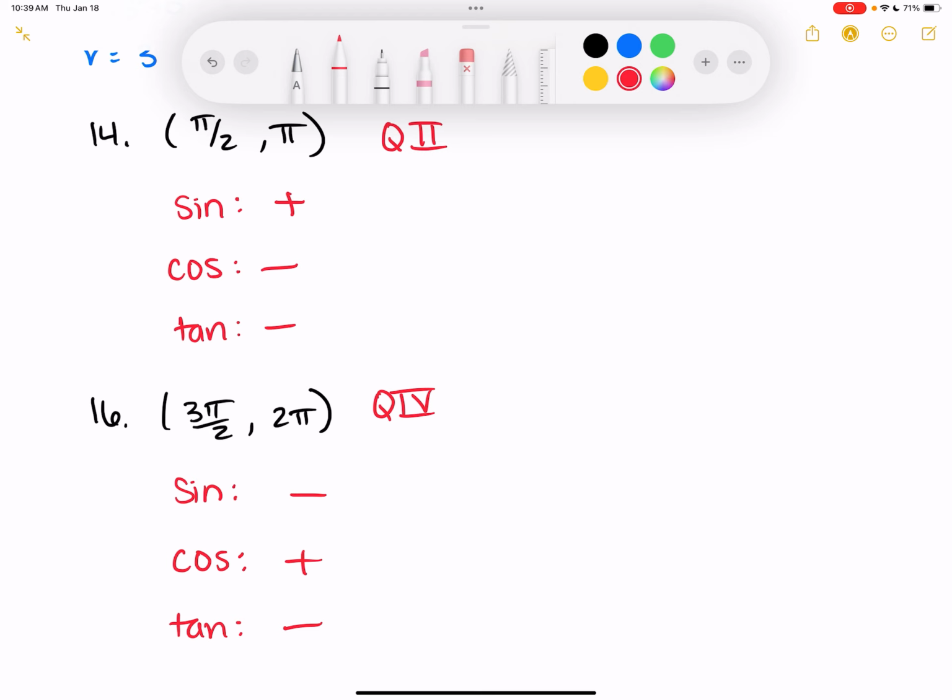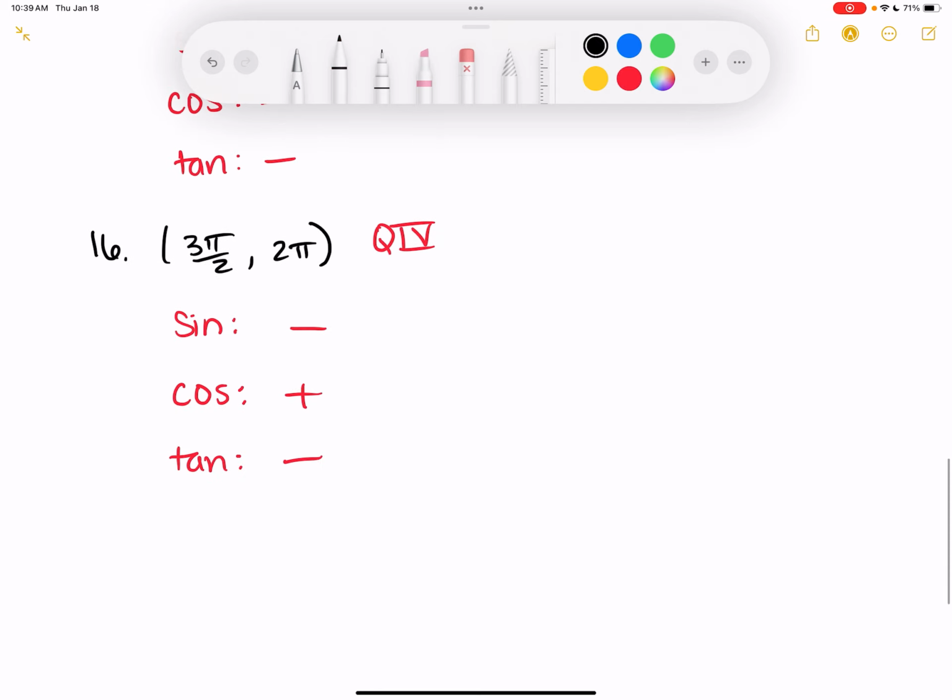Determine the sign of the given value without the use of a calculator. You're probably like, that's what we just did, isn't it? 18. The tangent of 192 degrees. Is it going to be positive or negative? Negative.